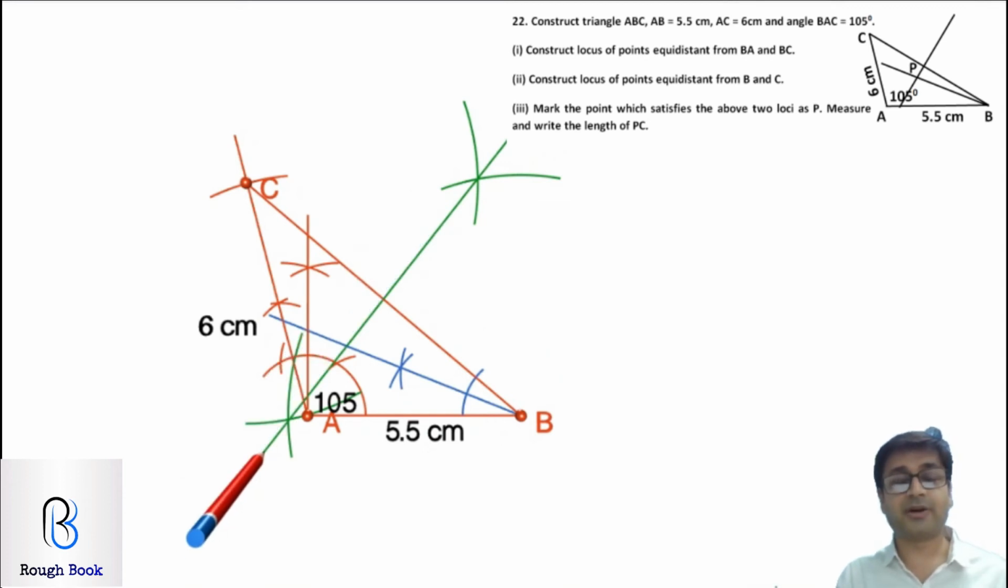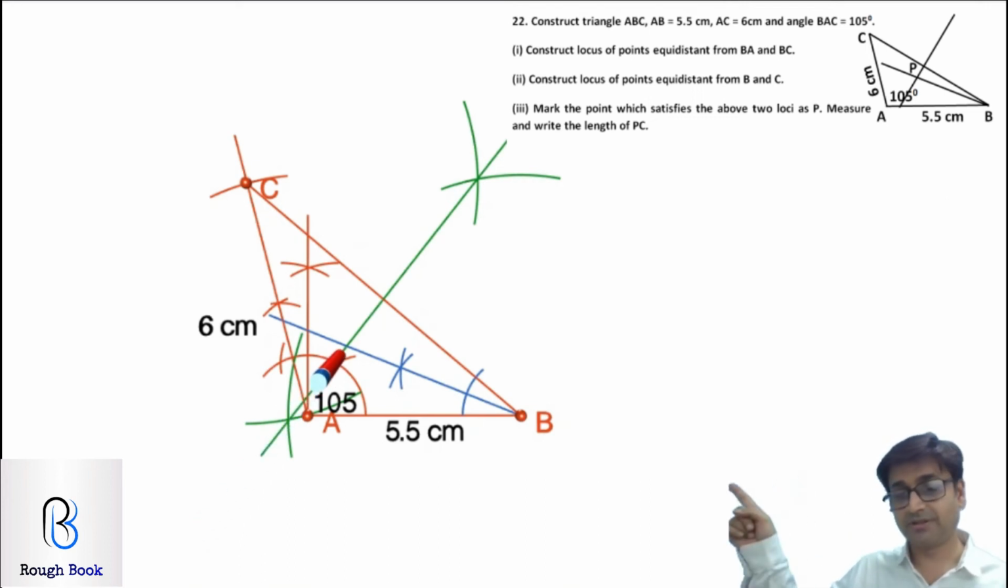What does your last part say? Your last part is saying, mark the point which satisfies above both loci as P. So this is the only point which you can see here. Yeah, this point will be equidistant from BC and AB since it lies on the angle bisector, and this also will be equidistant from B and C since it is lying on the side bisector. So let's mark that point as point P. There you go. So that's your point P.